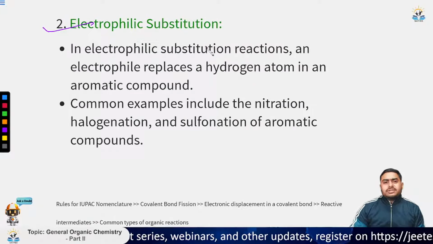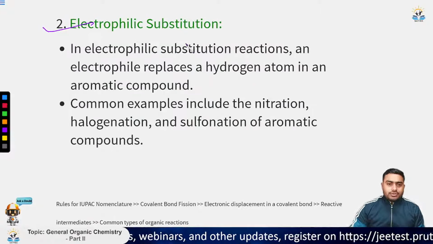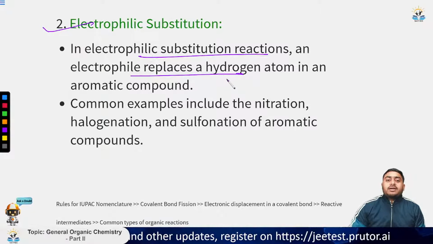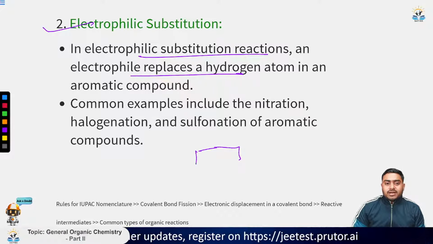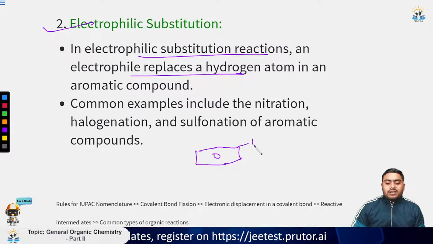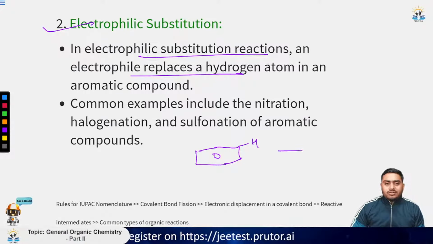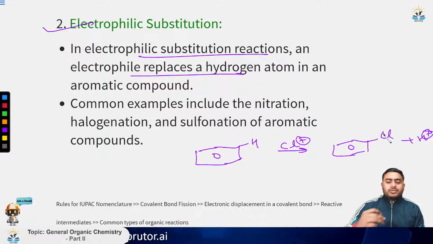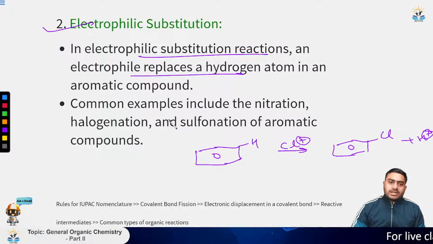Same like nucleophilic substitution, in this case the electrophile is substituting. In electrophilic substitution reactions, an electrophile replaces a hydrogen atom in an aromatic compound. Like this is an aromatic compound, benzene, and each carbon contains one hydrogen, and suppose there is an attack of Cl positive, you will get what? Chlorobenzene. That means the replacement of this H positive and attachment of the Cl positive shows that this is an example of electrophilic substitution reaction, right?